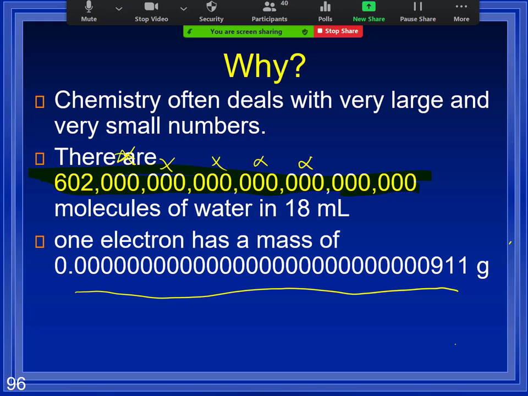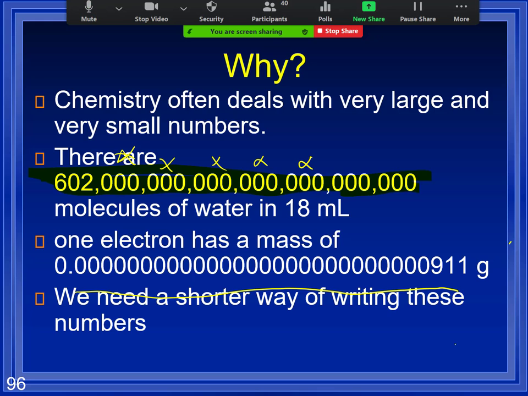We have to do math with these. You don't want to type that into your calculator? Are you going to make sure that you got all 27 zeros? Not 29, not 26? Okay? So we need a shorter way to write these. Okay? That's what scientific notation is, a shorter way of writing big and small numbers.